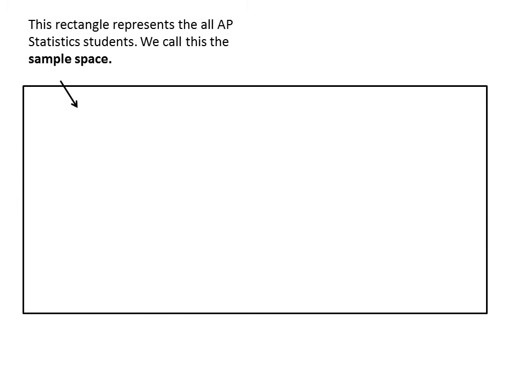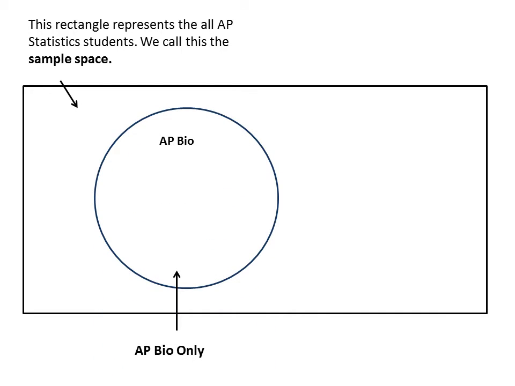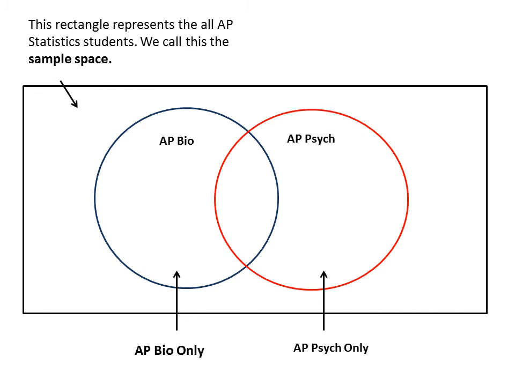This rectangle represents the AP Statistics students, and we call this the sample space. This circle represents those taking AP Biology. This circle represents those taking AP Psychology. This portion of the circle is AP Biology only. That's 10 students. This portion of the circle represents those taking AP Psychology only. That was 15 students. This middle part is the number of students that are taking both.